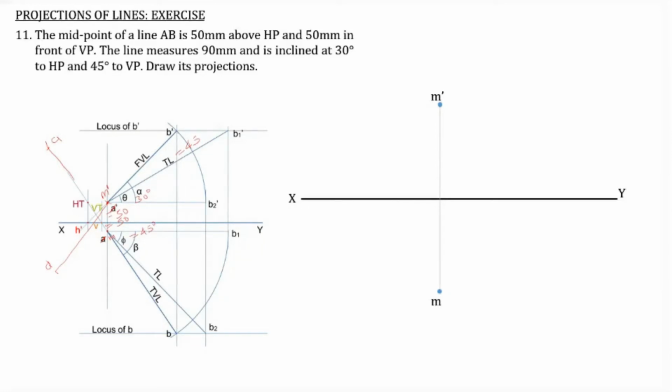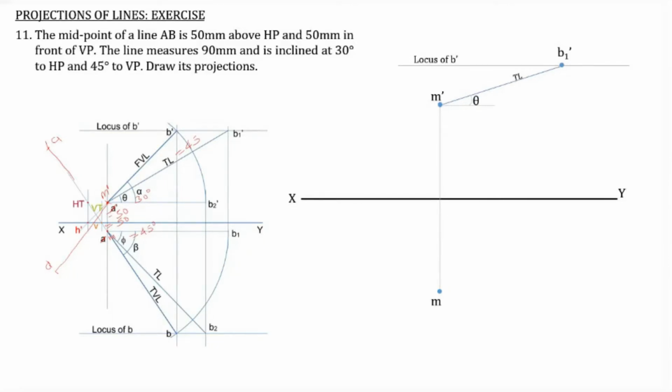Now we consider only the MB part. So now we draw M dash B dash. Actually, it is not B dash, it should be B1 dash, since our true inclination and true length are given. So this length should be 45 millimeter, and this angle should be theta, that is 30 degrees. So this is B1 dash. Now the line through B1 dash is the locus of B dash.